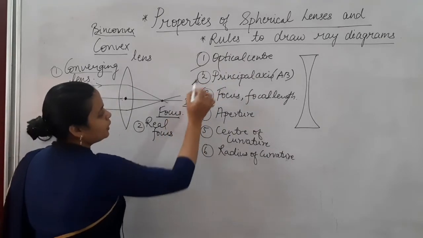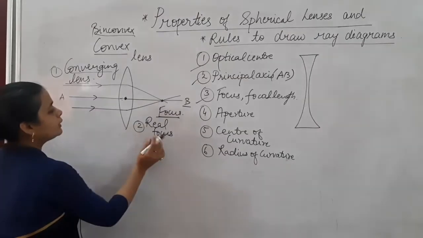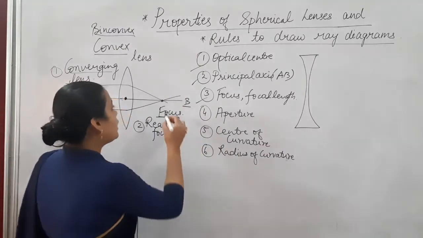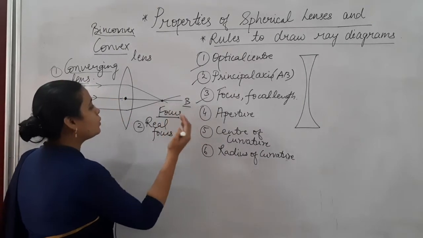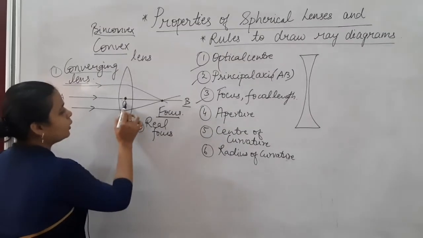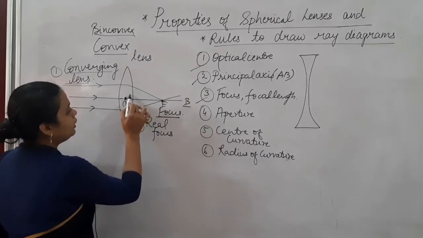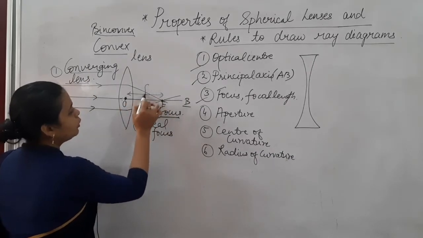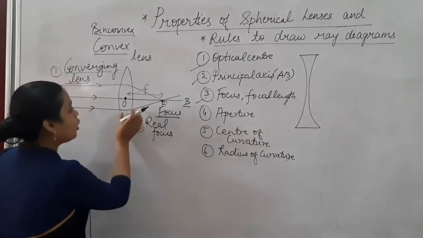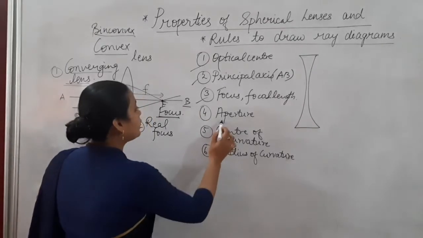Principal axis, optical center I have told, focus I have told, and the focal length: since it has a real focus, it is found to be on the right side. So the distance from O, the optical center, to the focus F is said to be the focal length, denoted by small f. The length between the optical center and focus of any lens is said to be the focal length.